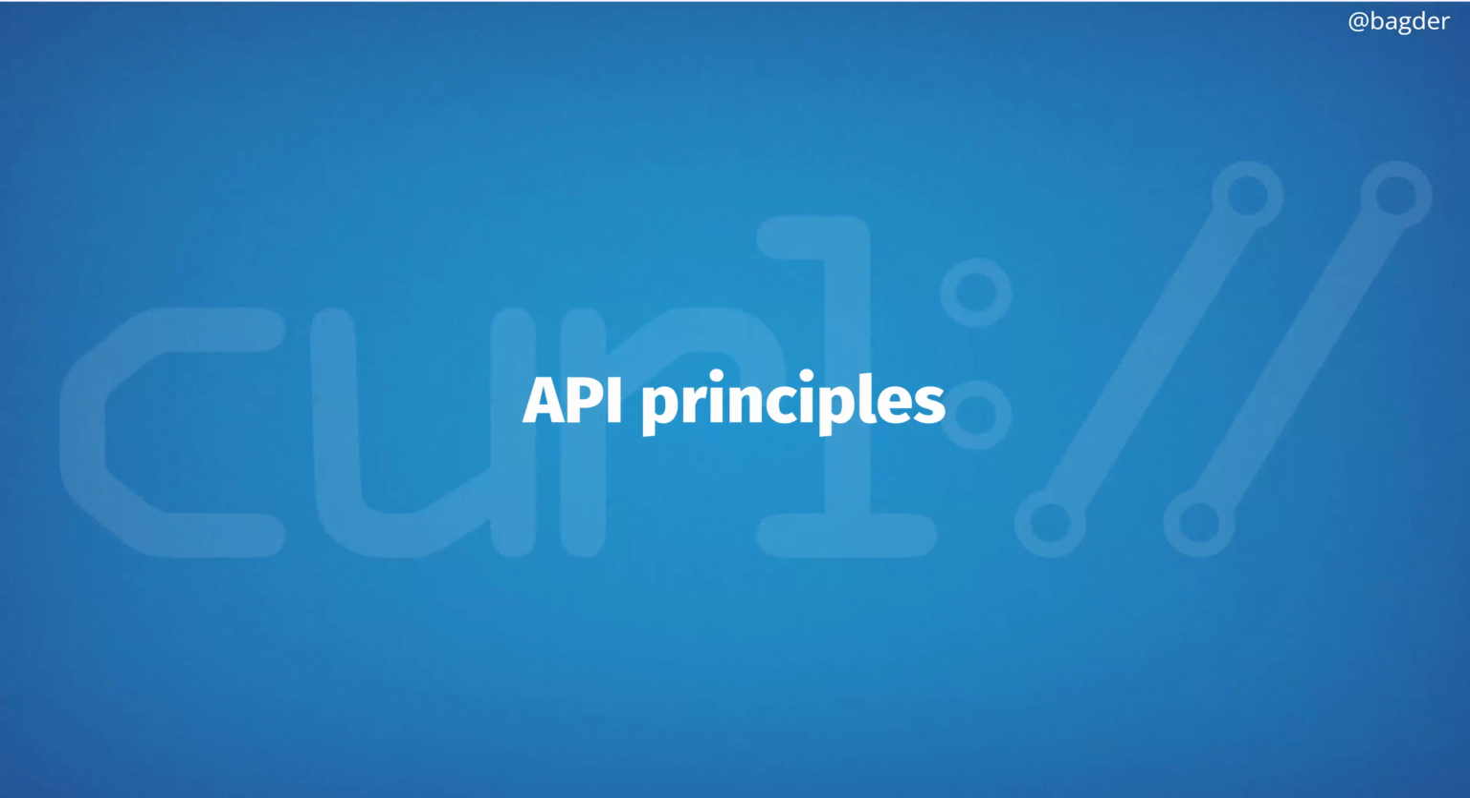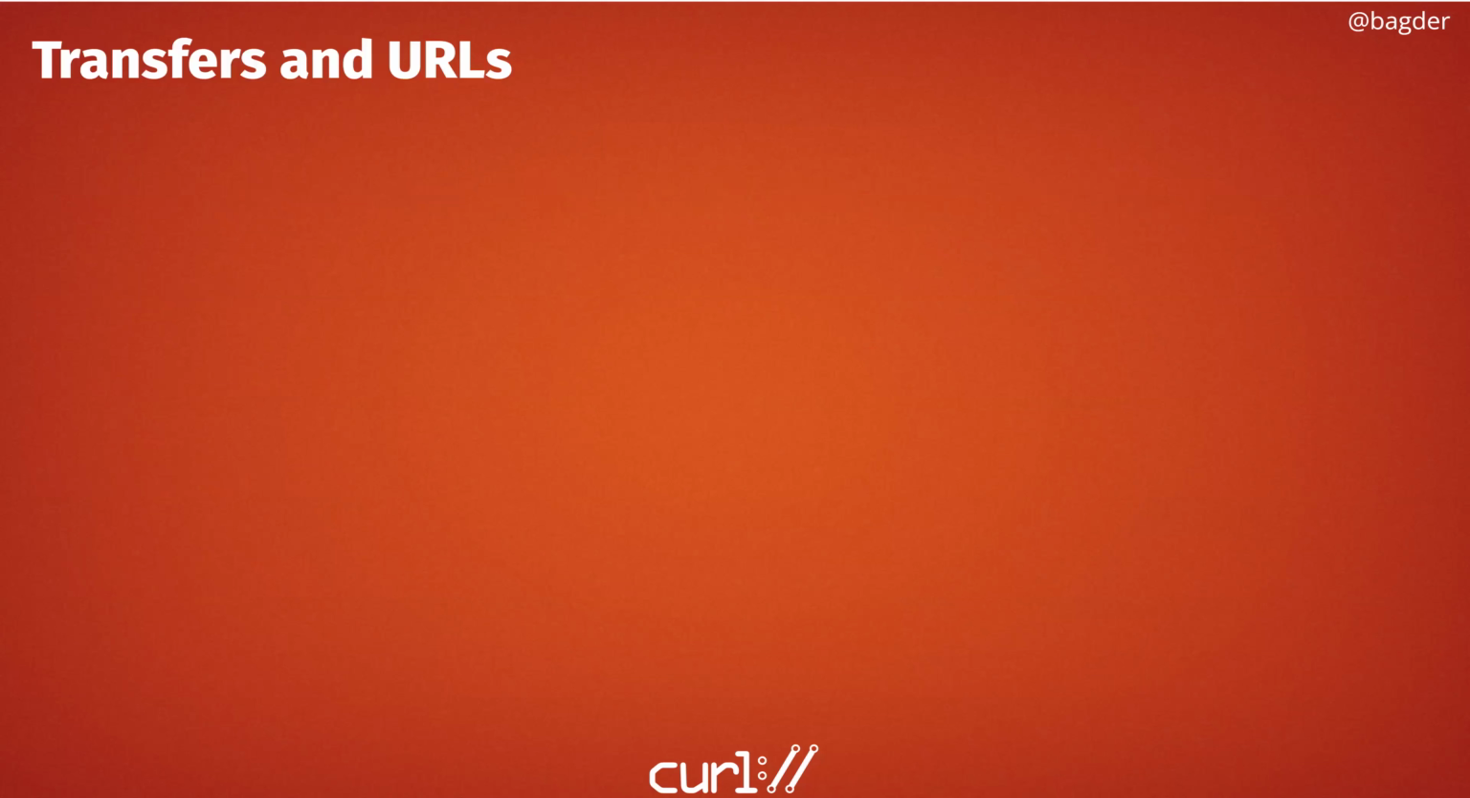Okay, so a few principles about the libcurl API is that it's oriented around transfers and URLs. Pretty basic, right? And I hope you anticipated this. Pretty much libcurl is made for doing transfers, and it is made to work with URLs. Provide a URL and curl will do the transfer. So that is what you do.